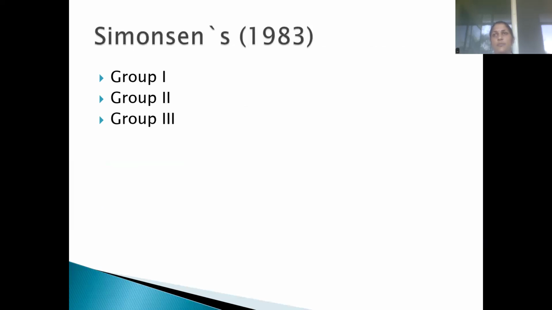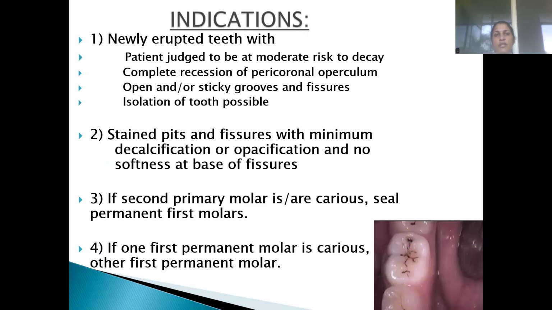Simonson has classified the patients into group 1, group 2, and group 3, and normally the pit and fissure sealants are mainly intended for group 2 patients, the patients with moderate risk of developing dental caries.